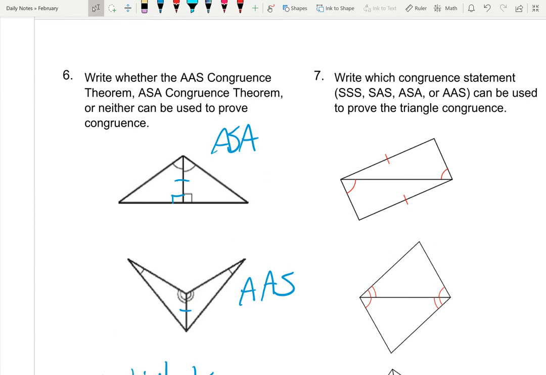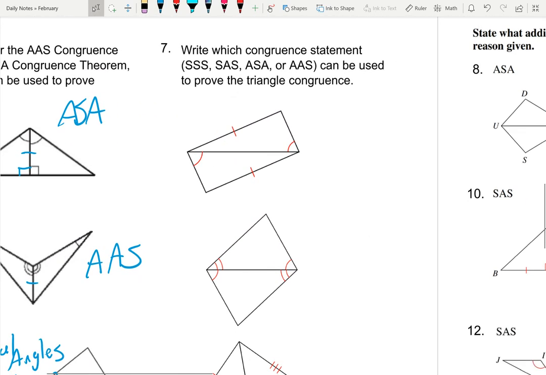So for part 7, now we're looking at all 4 of the congruent statements. So it could be any of them. So let's keep our eyes out. Remember to look out for a shared side. If it has a shared side, those sides are congruent. So let's keep that in mind. All right.